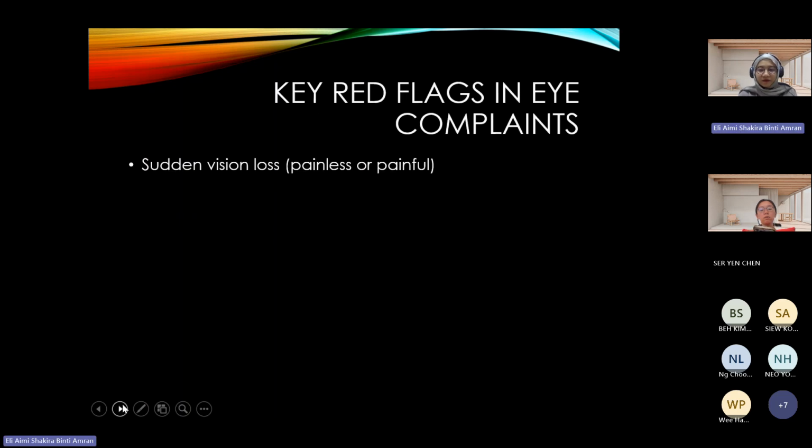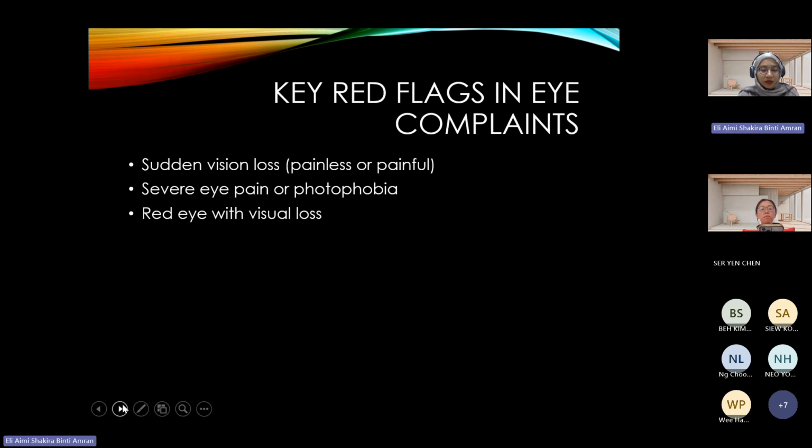So there are some key red flags in eye complaints, meaning that if the patient is complaining of these, then you have to be highly alert. First is sudden vision loss, whether painless or painful. Second, severe eye pain, like I mentioned, you can put it on a scale, or photophobia. And then red eye with visual loss.